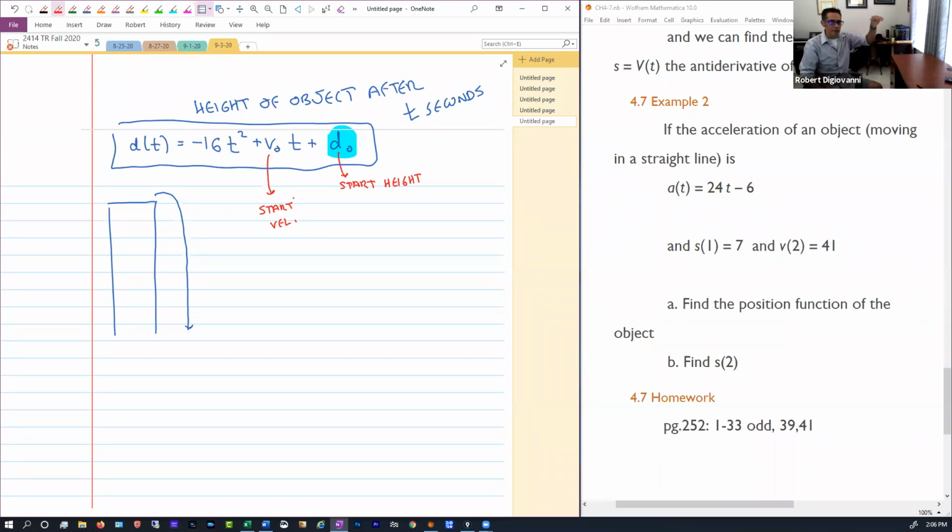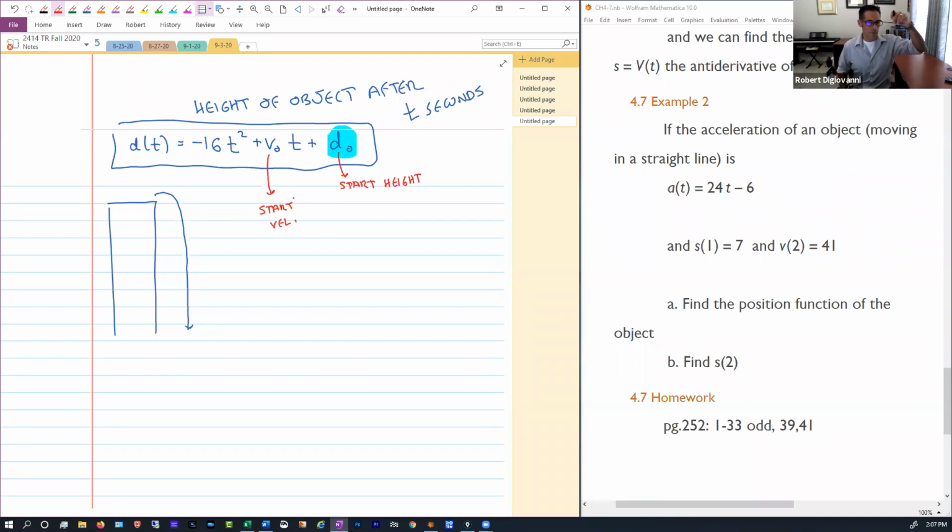But I could also throw the pen down and give it a starting velocity of something other than 0. Or I could have taken the pen from this height and threw it up. I threw it up and it went up first and then came down. This formula accounts for all of that, okay? It accounts for everything. Here's what's, I think, mind-blowing about this.